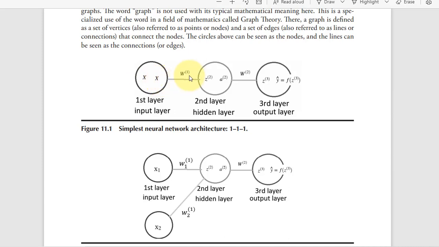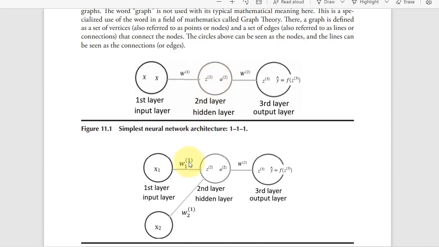Okay, now what do we do? We take this w. Now this w is going to be a number. And we're going to multiply this x times this w, and that is going to give us this value here. So z is the value that comes in to this node from here. So that means we're taking this times this to get z. And this 2 means that this z is in the second layer.